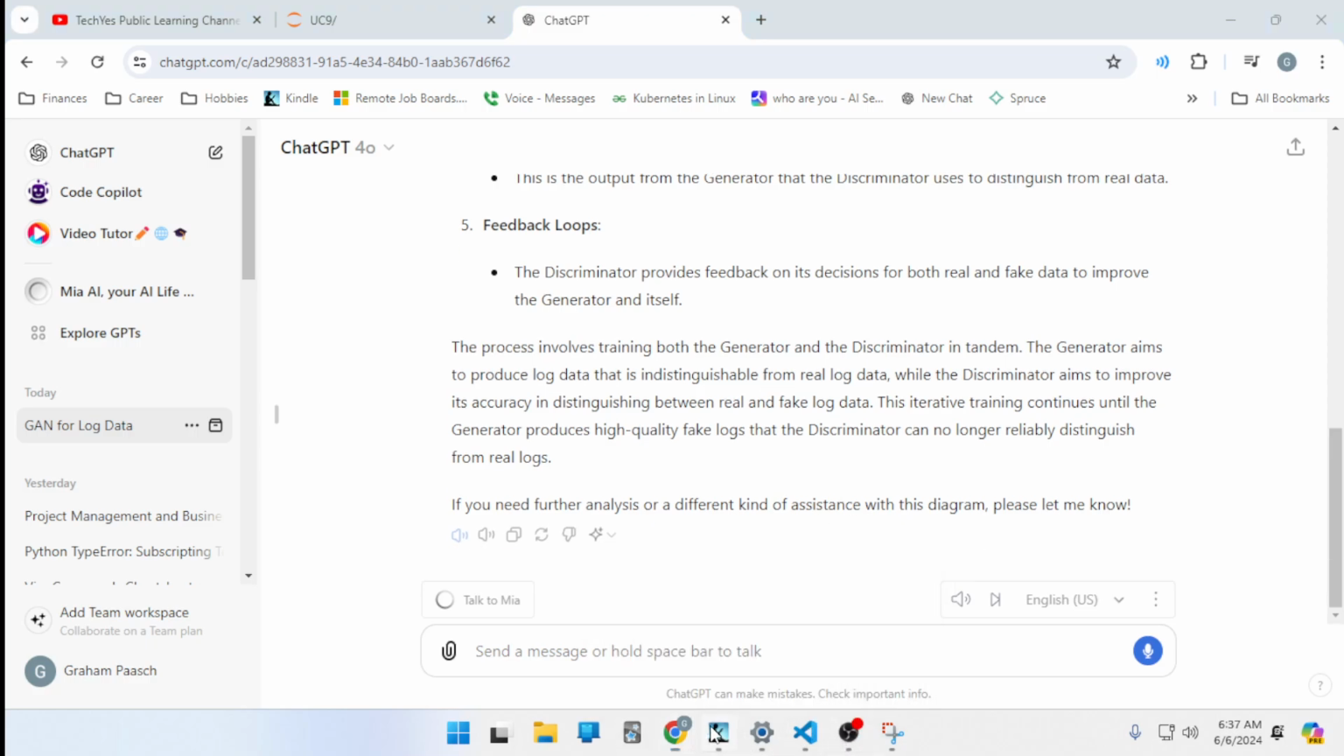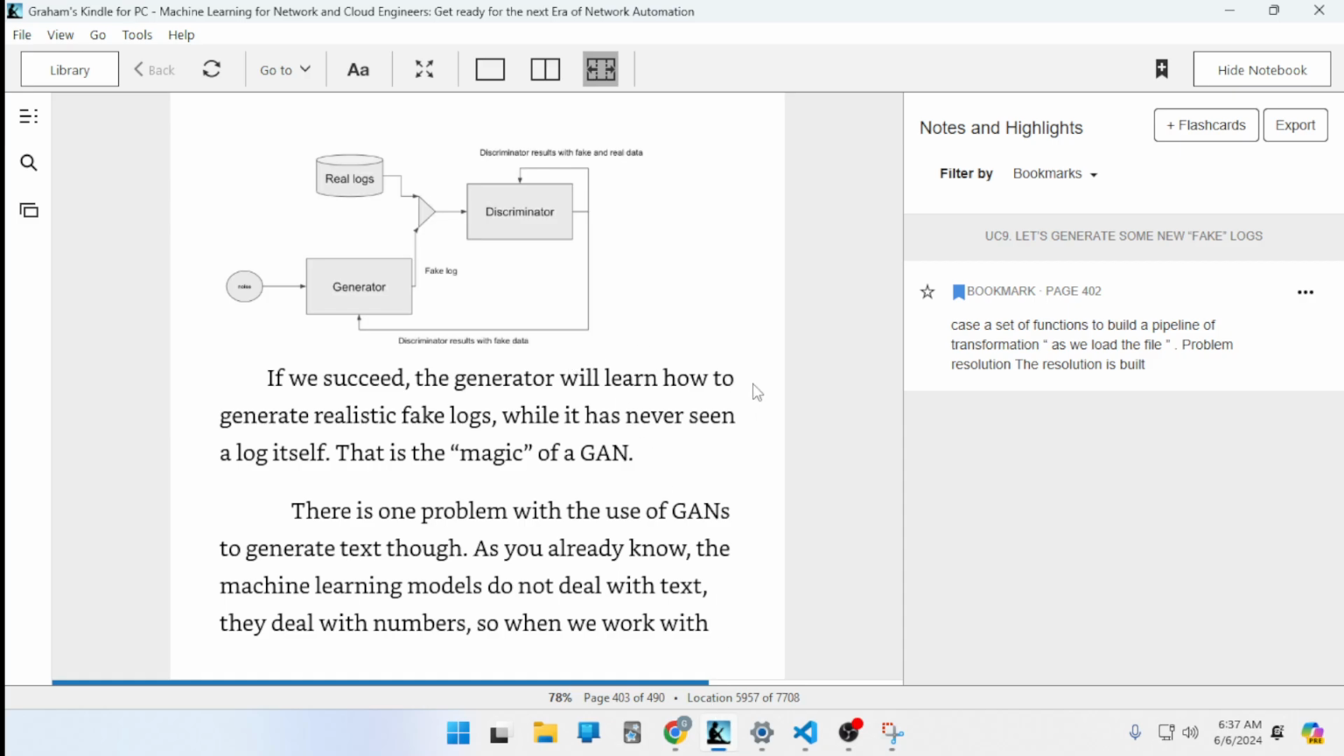Alright, so that's it. Moving on. If we succeed, the generator will learn how to generate realistic fake logs, while it has never seen a log itself.